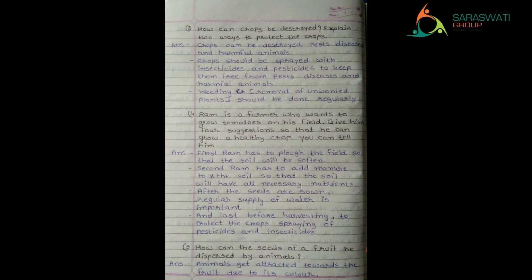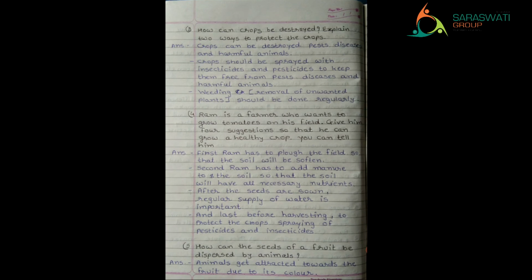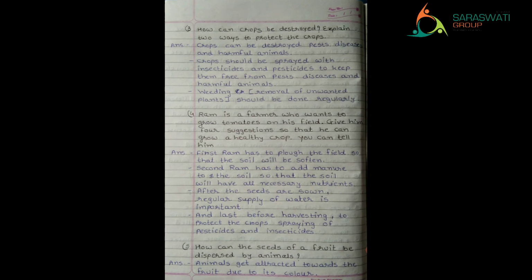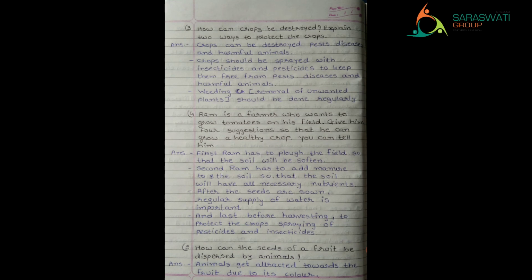Plowing, right. Now second, Ram has to add manure to the soil so that the soil will have all necessary nutrients, right. We have to add manure to it, so the soil will get the necessary nutrients. Next, after the seeds are sown, regular supply of water is important, right? The way we are drinking water, same way plant also needs water, right? So after sowing the seed, water should be given regularly.